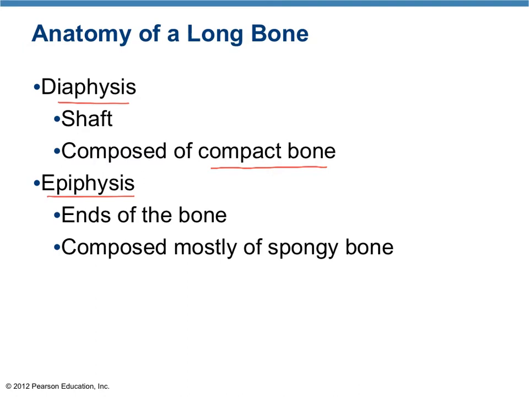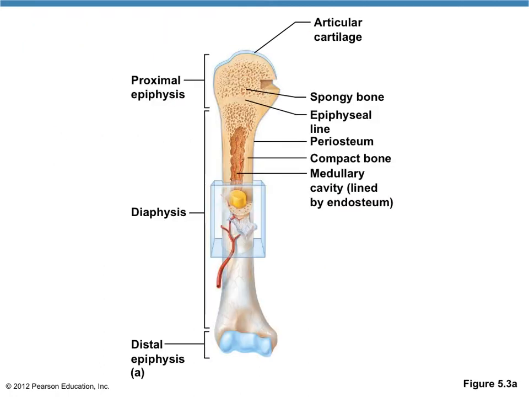They're mostly composed of spongy bone. They do have a compact bone covering, however. In this diagram, you can see what a long bone looks like. The diaphysis is this long central portion, and then the epiphyses are at the top. There's a proximal and distal epiphysis in this bone specifically.